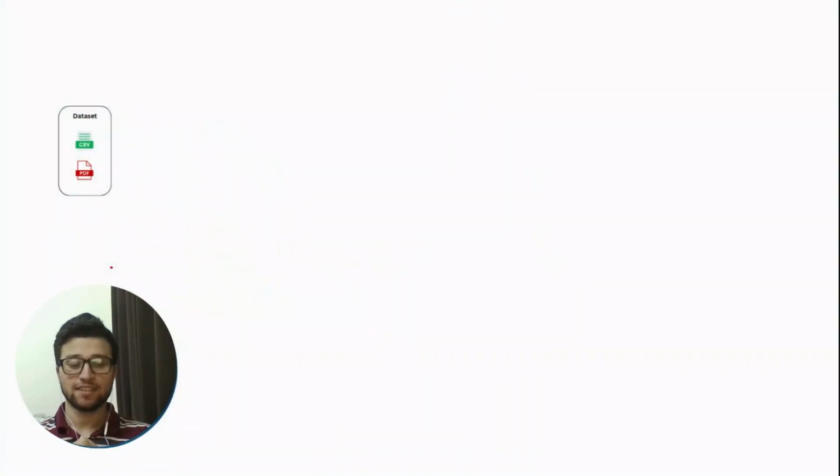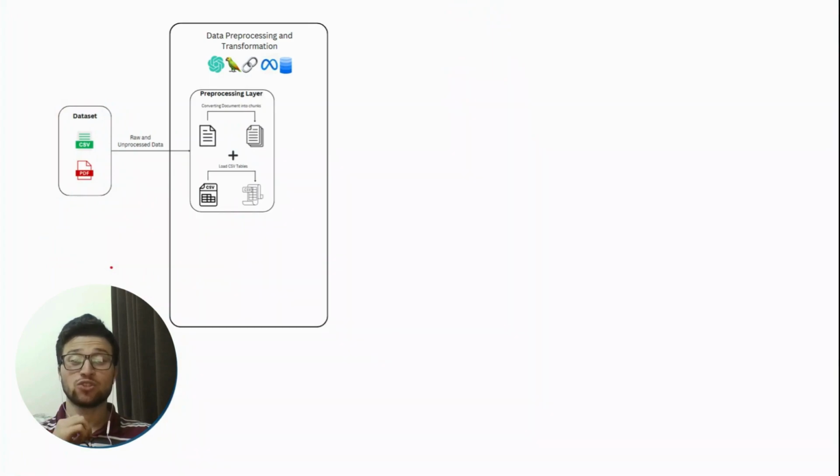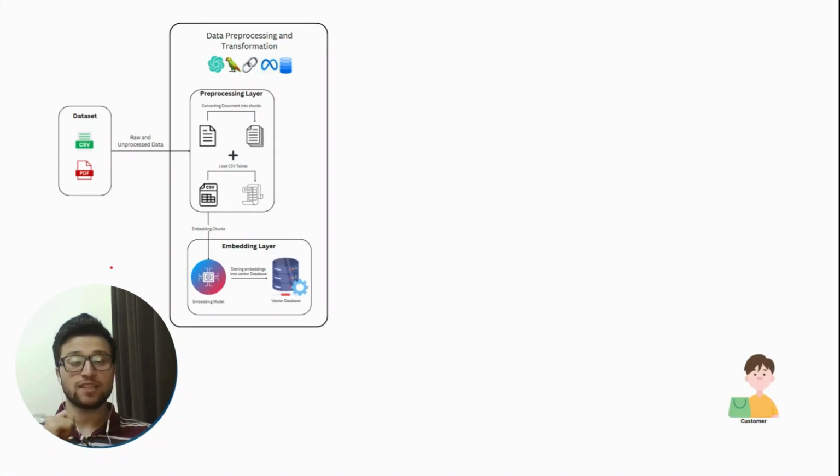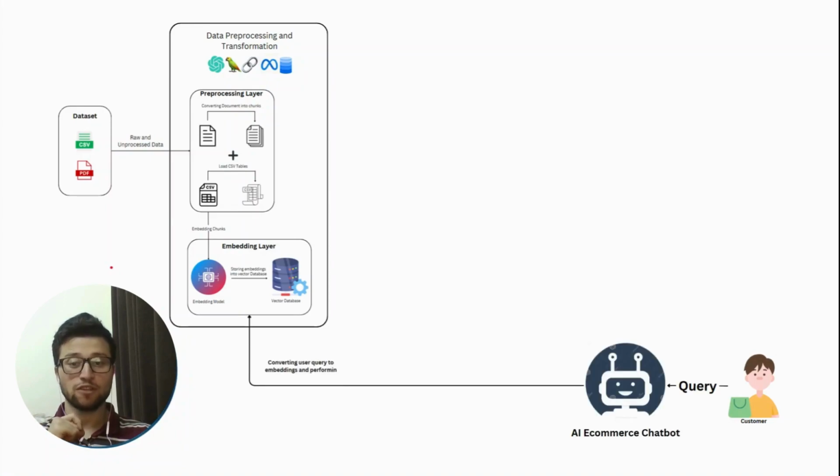Here we have our dataset in CSV and PDF format, which goes into the data pre-processing layer where chunks of the PDF files and CSV files are created. Then the chunks are loaded into the embedding model, which converts the plain text into embeddings in the embedding layer. Then the embeddings are stored in the vector database. So now let's say we have a customer who sends a query to our chatbot, which sends the query to the embedding layer, which converts the query into embeddings so that we can perform similarity search on that query and retrieve similar context from the vector database in the form of information that we have stored previously.